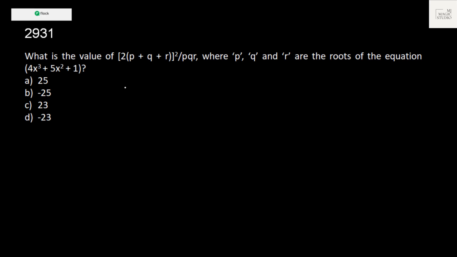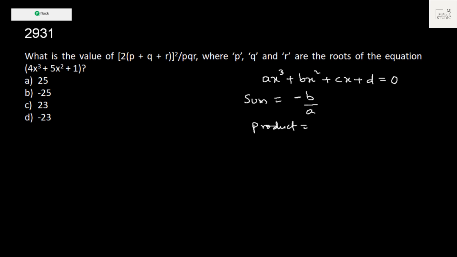So let's start now. The first sample question is on your screen, from equations. If our equation is ax cube plus bx square plus cx plus d equals 0, this is a cubic equation and we will have three roots. Sum of roots is minus b by a, and product of roots is minus d by a.